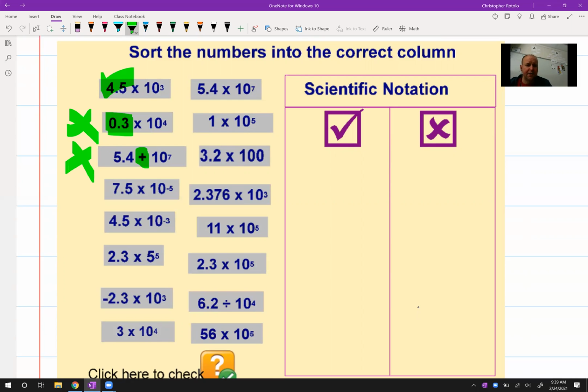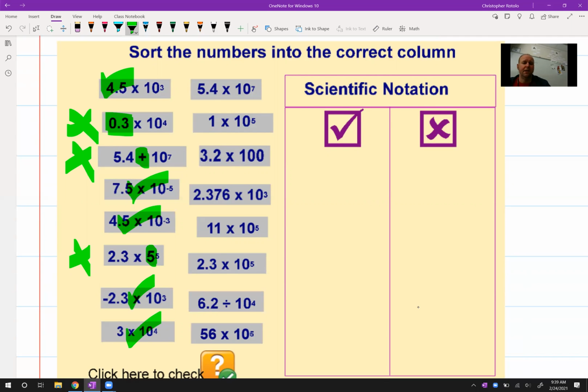7.5 times 10 to the negative 5th, that's good. 4.5 times 10 to the negative 3rd, looks pretty good to me, right? The a value works, times, ooh, I got a problem here, no good. Remember, it has to be 10 to some power, not 5. Negative 2.3 times 10 to the 3rd. Yeah, remember we said the absolute value of a has to be between 1 and 10, so a single digit with a decimal, but it can be negative, so that's all right. 3 times 10 to the 4th, yeah, that's good. If I need to do something with it, remember that's 3.0.